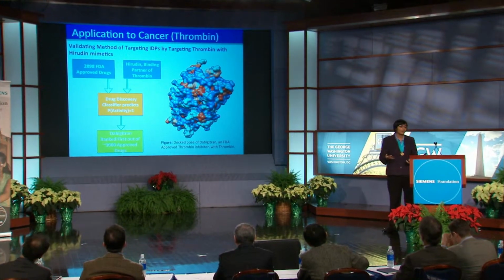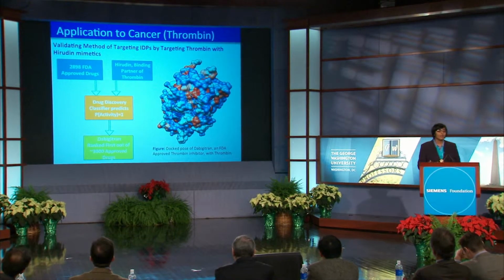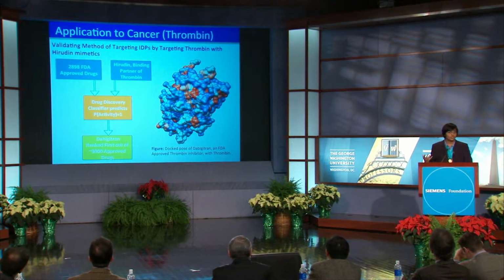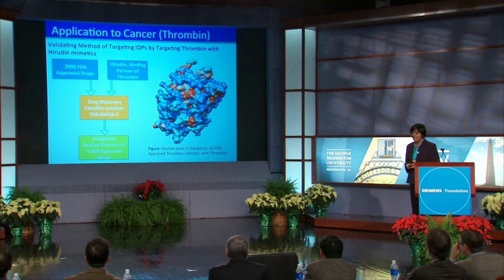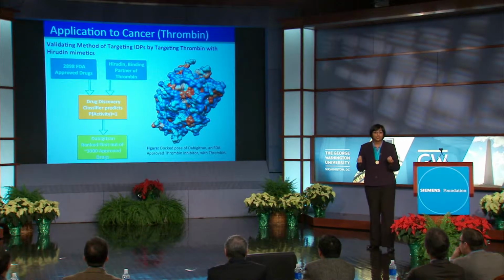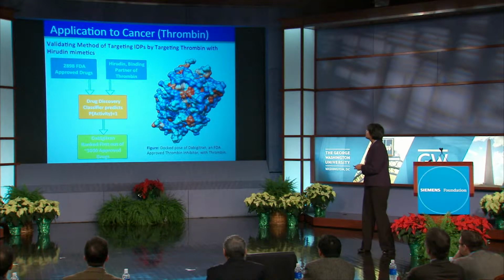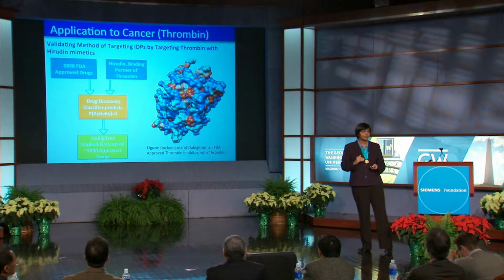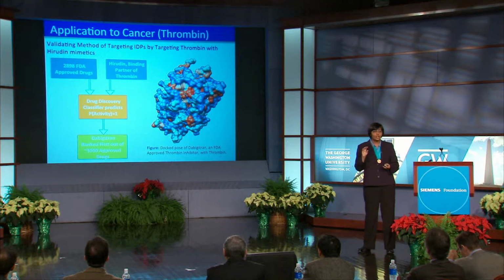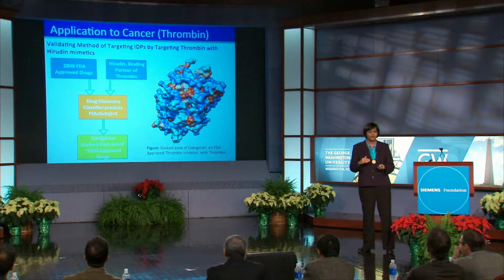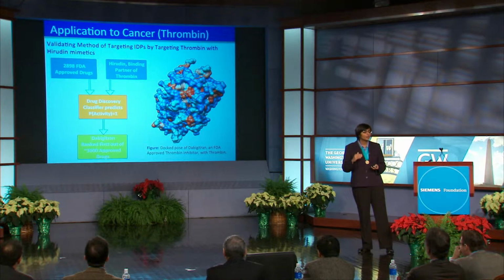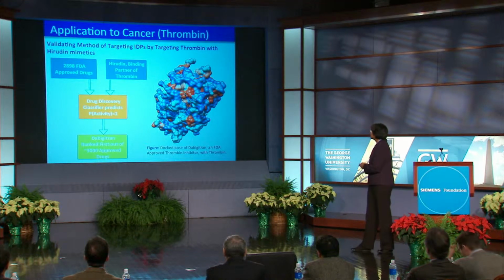Now that we've created our algorithm, we want to validate our method by applying it to the cancer protein thrombin. Thrombin promotes tumor metastasis, and its most potent natural inhibitor is the disordered protein hirudin. So we screened 3,000 FDA-approved drugs by their similarity to hirudin, and we ranked them by their probability of being active. The top drug out of all of these 3,000 was dabigatran, and dabigatran is an FDA-approved thrombin inhibitor, and this shows the validity of our algorithm. On the right, you can see dabigatran bound to thrombin.